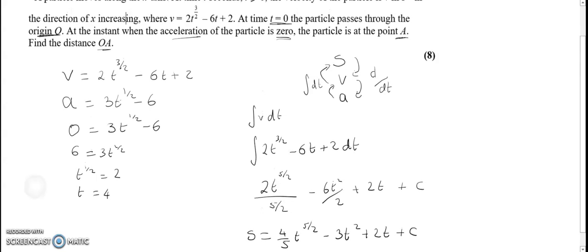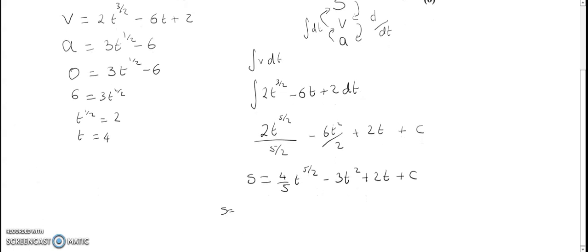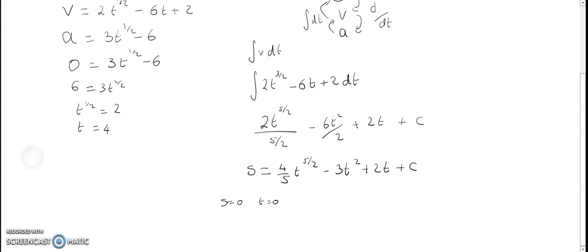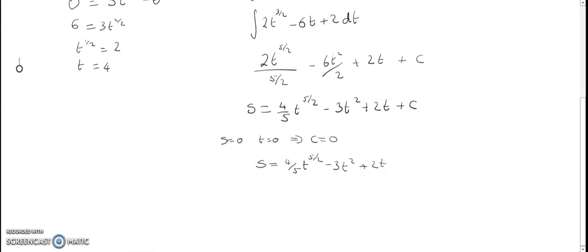Now it told us that when t equals 0, it passes through the origin. So s is equal to 0 when t is equal to 0, because the distance from the origin is 0. So that would imply that c is going to be 0. So now I've just got s is equal to 4/5 t to the power 5 over 2 minus 3t squared plus 2t. And I want to find out what this displacement is when t is 4.